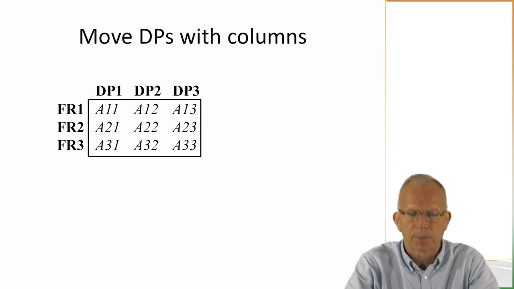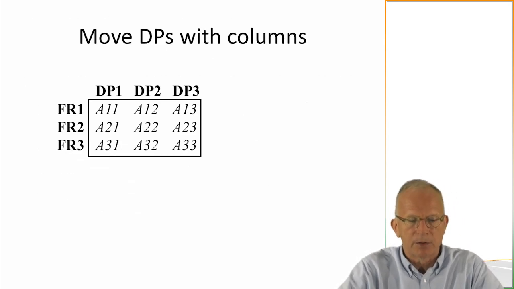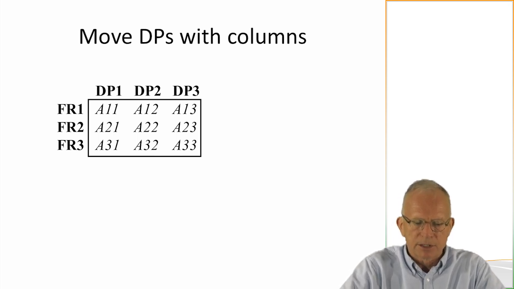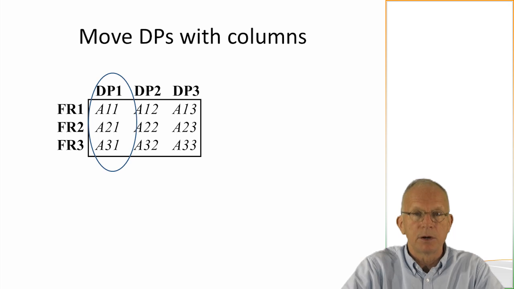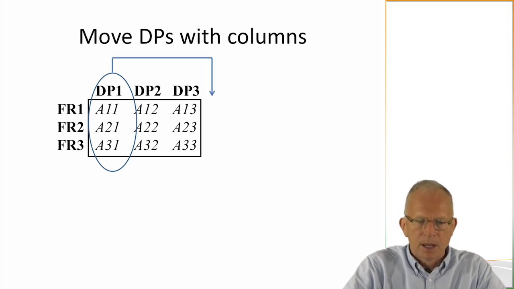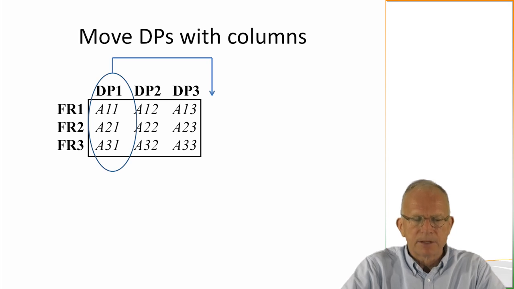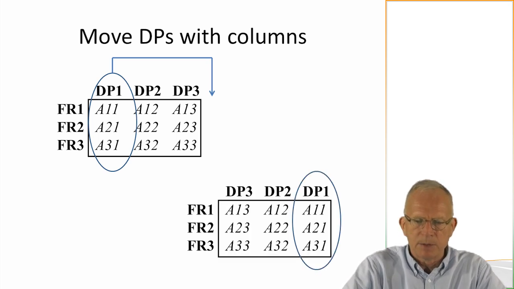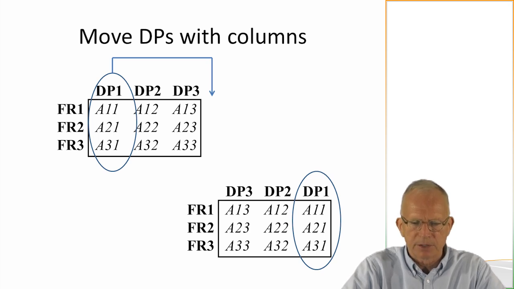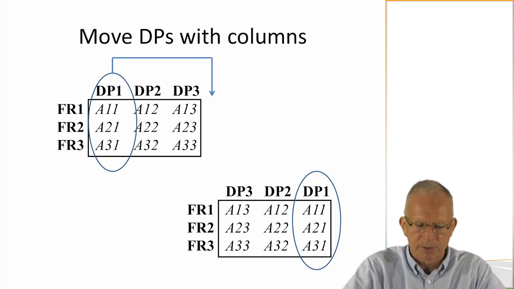Let's see what that looks like. So here's one of the representations of the design matrix with the FRs and the DPs. We move the DPs with a column. So here is a column with the DP, and let's say we want to move that so that it's now to the right of DP3, and it would look like this. Actually, I've also switched DP1 and DP3 here. So I've exchanged the two, and we've kept their columns with them. So there's actually been two moves here, more than represented by the arrow. So it was a DP1, DP3 switch.